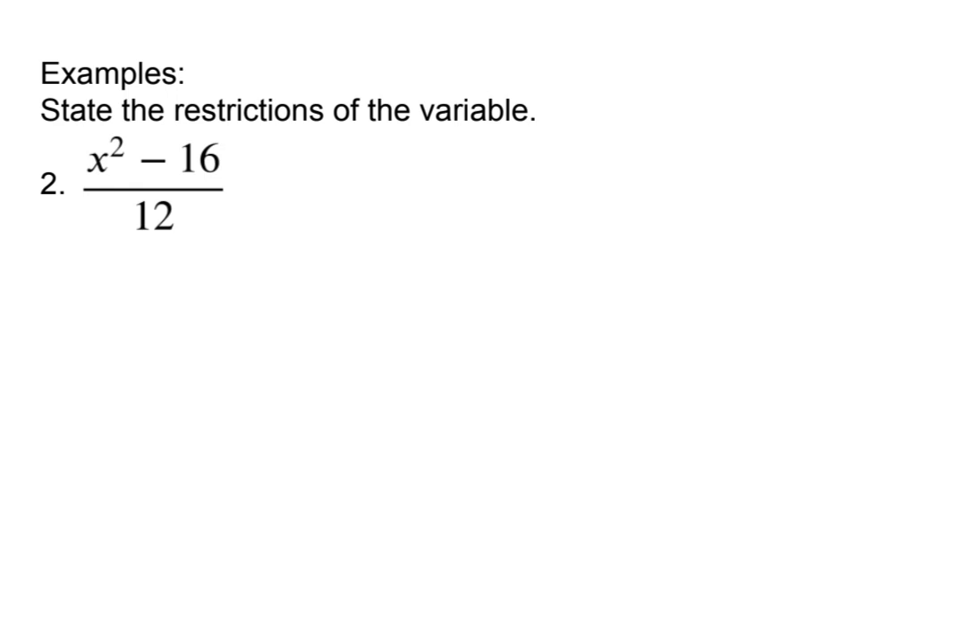Let's look at example 2. So up top, I've got x squared minus 16, and on the bottom, I have this little 12. What are the restrictions on the variable? Now remember, restrictions on the variable is saying, what can x not be? Well, we don't care about the top. We're only worried about the bottom because the bottom of a fraction can't be 0. So in this case, the bottom of my fraction is 12. So 12 cannot equal 0.